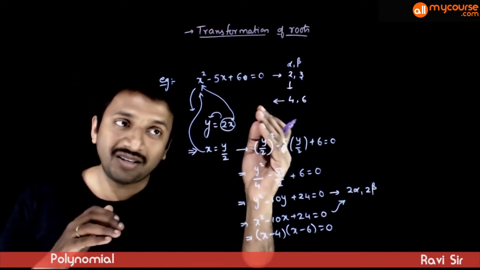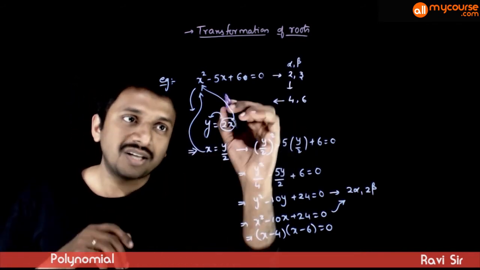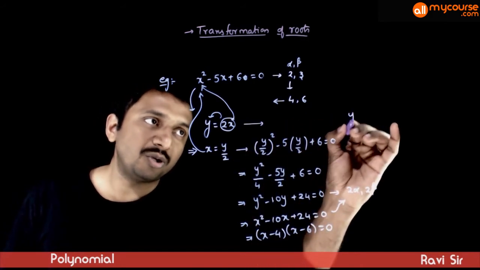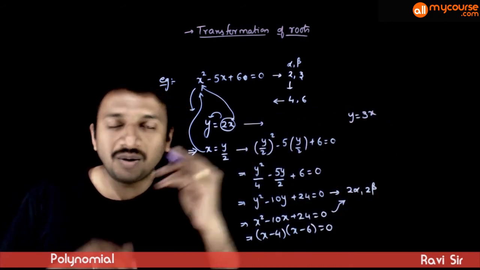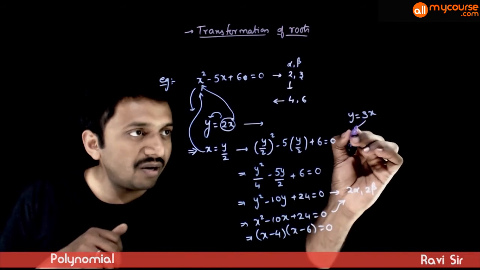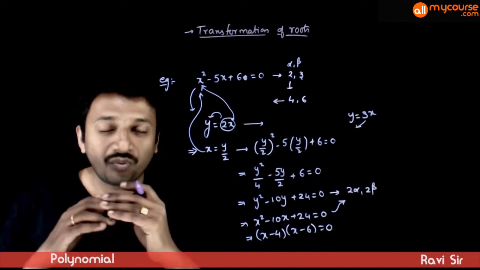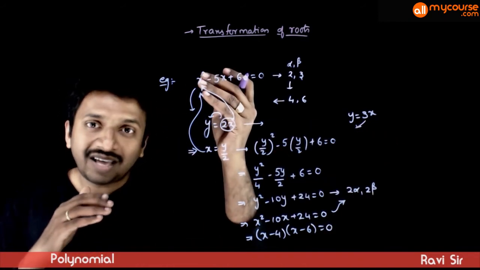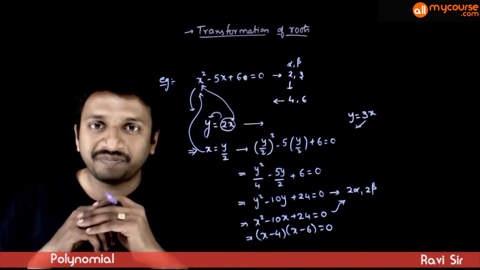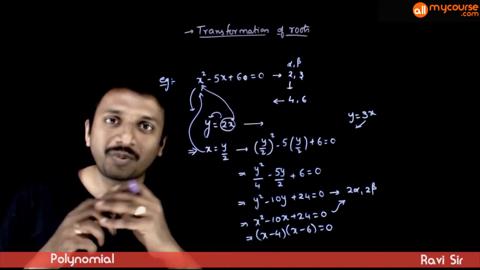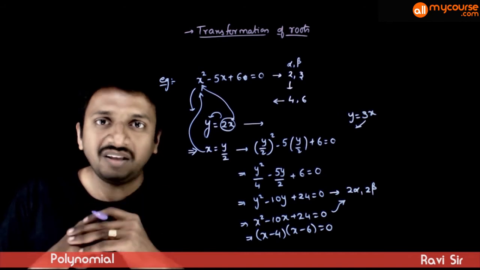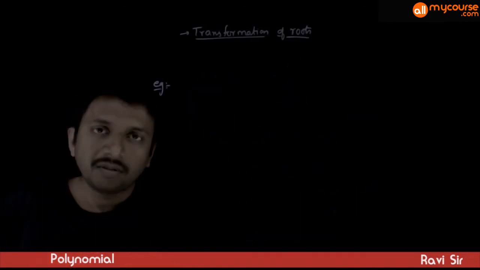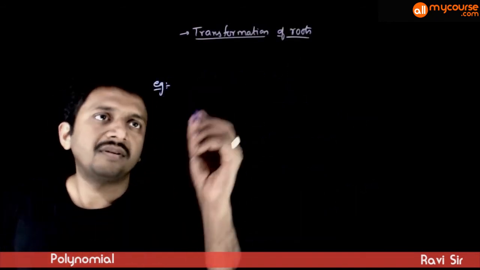If you want the roots to be triple, we take y is equal to 3x and x is equal to y by 3. So if you want the roots to be 3 times, you have to put x is equal to y by 3. So this is a general process in which we transform the roots. So let us take another example.